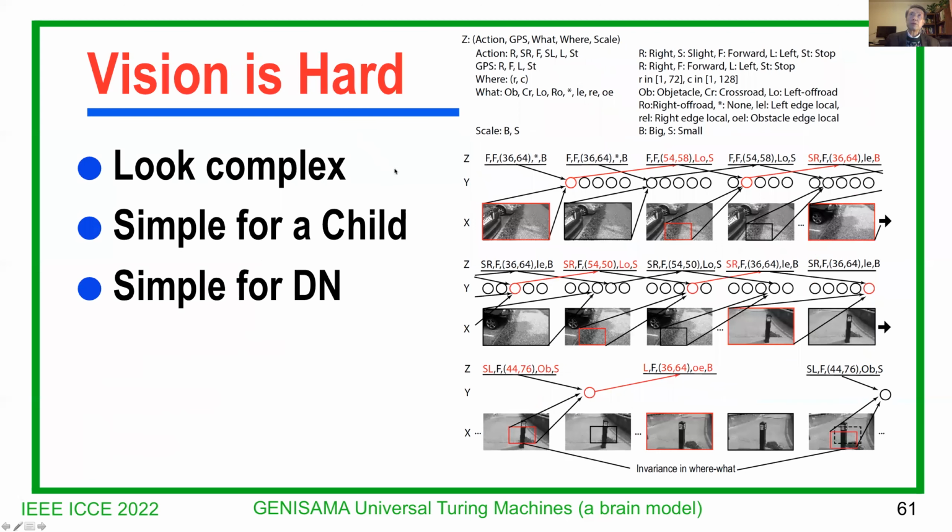So vision is hard. I give you an example. Suppose we use symbols to represent what we mean, all right? So you can understand. But once we have emergent representation, we don't need a symbol anymore. So look at this very complex world, right? And suppose I'm navigating, and I want to avoid this one, right? It is simple for a child, because a child has emergent representation in the brain. And for DN, it's also symbolic, because it's just learning number crunching, right? Rules will emerge. So they could have concepts like action, GPS, what, where, scale of the object, right? And then you have symbols to represent the meanings.